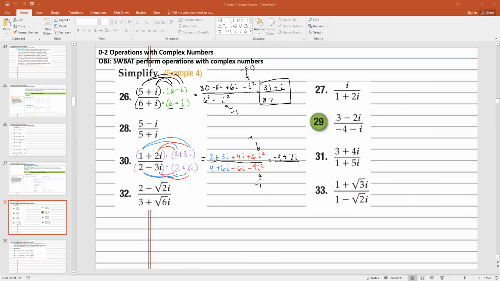So negative 9 times negative 1 is positive 9. 9 plus 4 is 13, and 6i minus 6i is 0. And that's what we get. If you want to split it up, you can. I think the book does split them up, because they like to separate the real term and the imaginary term. But just know it's the same thing. And that's it.